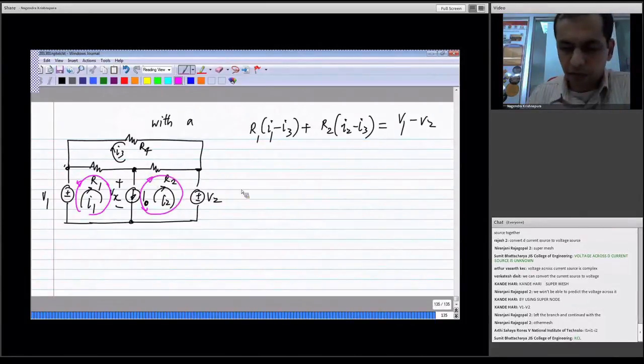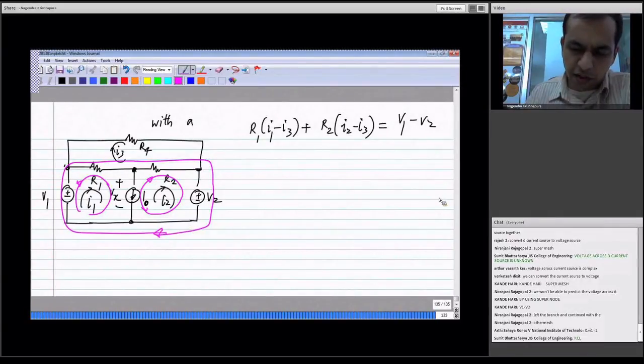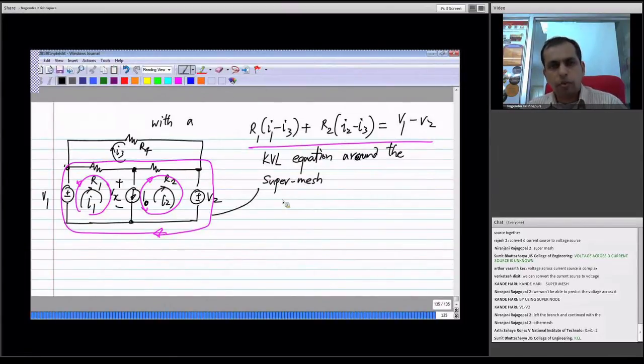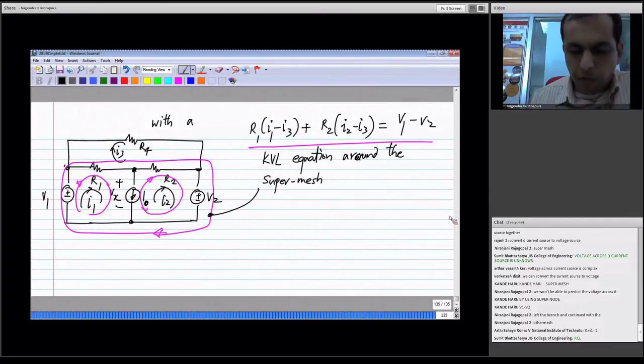Okay. This is nothing but the KVL equation around this bigger mesh, which is called a super mesh. Okay, in analogy to super node. So if a branch that is common to two meshes is a current source, what you do is you avoid that branch and you write the equation around a super mesh which encloses that current source. Okay, when you do that, the voltage across the current source will not be in the picture, and you will get this KVL equation in terms of all the voltage drops. So for instance, this is the voltage drop across R1. This is the voltage drop across R2, and on the right hand side you have the total voltage in the super mesh. Okay.